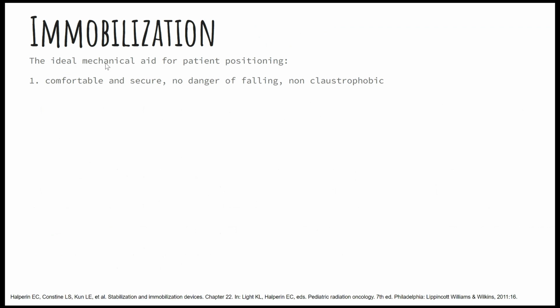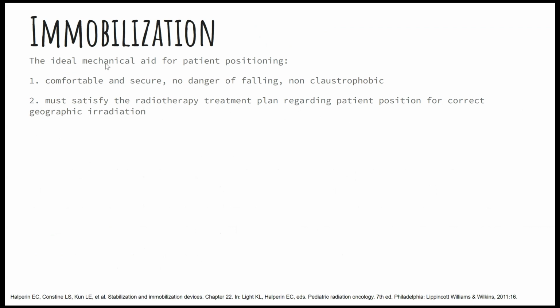Now, there is a variety of immobilization that is available. An ideal immobilization device would be comfortable and secure, non-claustrophobic. The first and foremost thing is the patient should be comfortable. If the patient is comfortable, the patient will easily reproduce that position every day, no matter how long the treatment goes. Then it must satisfy the radiation treatment plan. You should be easily able to access the area that you want to irradiate. The volume that you want to irradiate should be easily accessible.